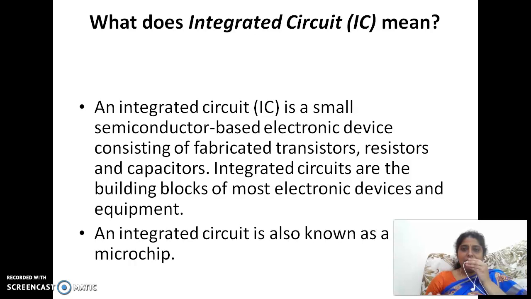Like an integrated circuit is a small semiconductor based electronic device consisting of fabricated transistors, resistors and capacitors. These are the building blocks for most of the electronic devices and equipment. We call an integrated circuit a chip. We also call this a microchip. So this is the integrated circuit definition.